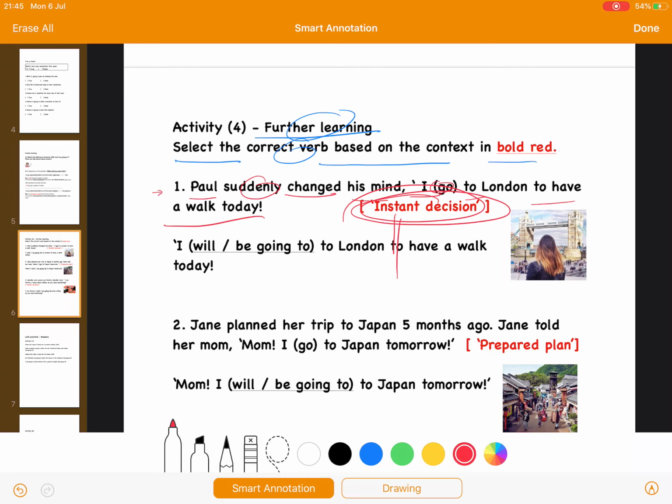It means you planned this 3 seconds before. Instant. Right now. You have planned this right now. So it's an instant decision. So the answer would be will, based on the hint, the instant decision.